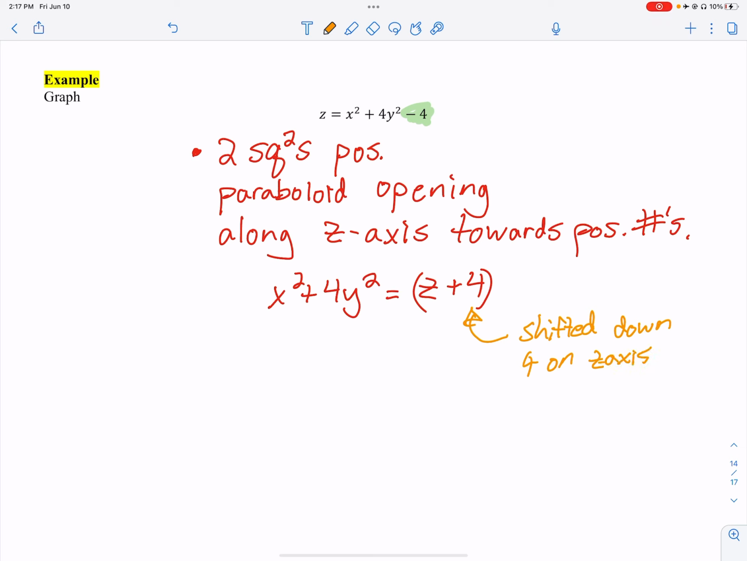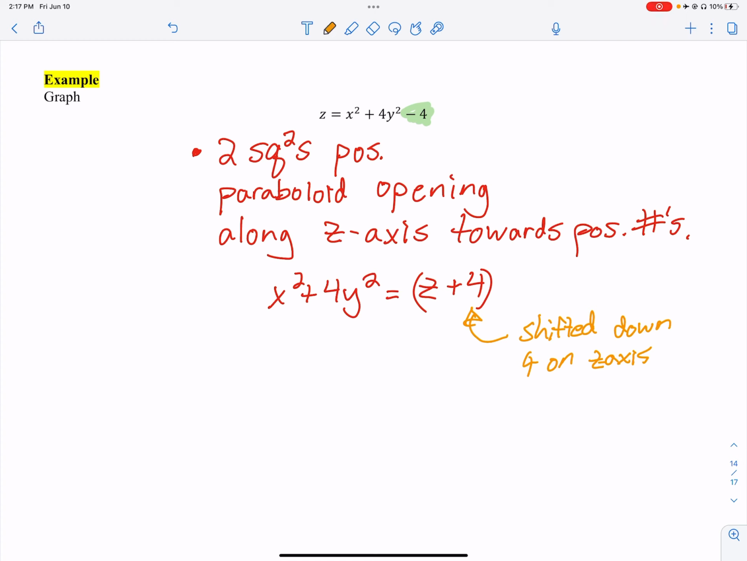Just like if we had something like f of x equals some function, and we plug in x plus 4, that would move the function to the left, but if I put a plus 4 on the outside, that would move the function up. So if I'm comparing my new function, I would minus the 4 over. I may have confused you there.